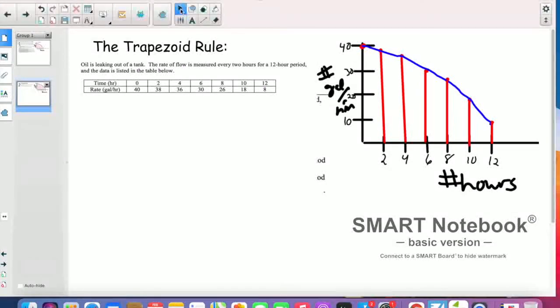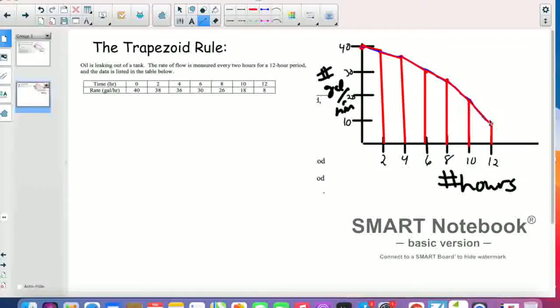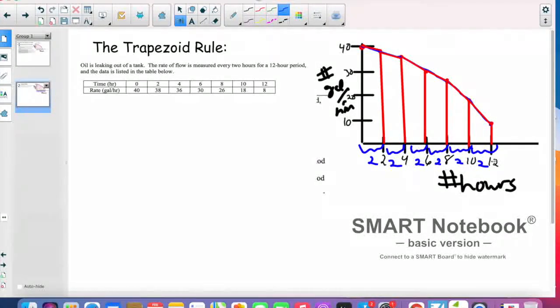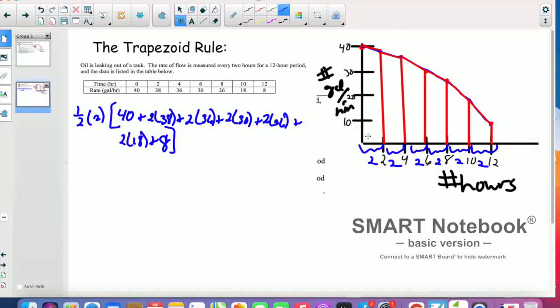The first thing I need to do is draw the lines for my trapezoids. So here are my trapezoids drawn. And remember, with the trapezoid rule, all of these widths are going to be the same, and the height for all 6 of these would be a 2. All of the trapezoids have a 1/2 times the height. So if I bring out that thing they all have in common, 1/2 times 2, so essentially we have a 1 on the outside, times 40, plus 2 times 38, plus 2 times 36, plus 2 times 30, plus 2 times 36, plus 2 times 18, plus 8.